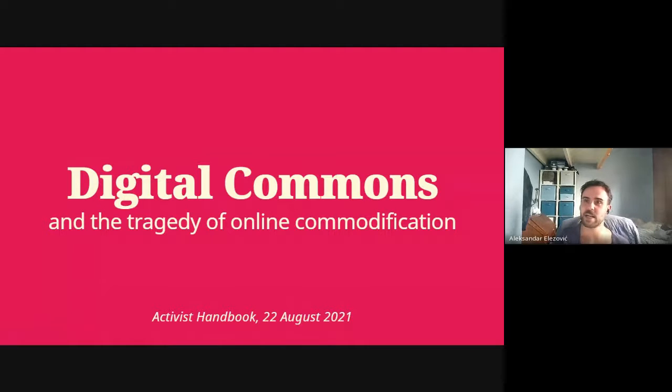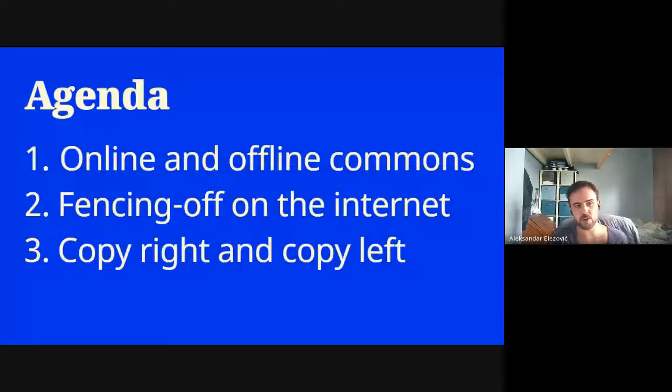And when it comes to copyrights and what is protected, what knowledge is gatekept, and what knowledge is available freely to everyone, this is an interesting topic to go through. So we will first be talking about online and offline commons. What are those? What's the main difference between them? Then we'll be talking about fencing off on the internet.